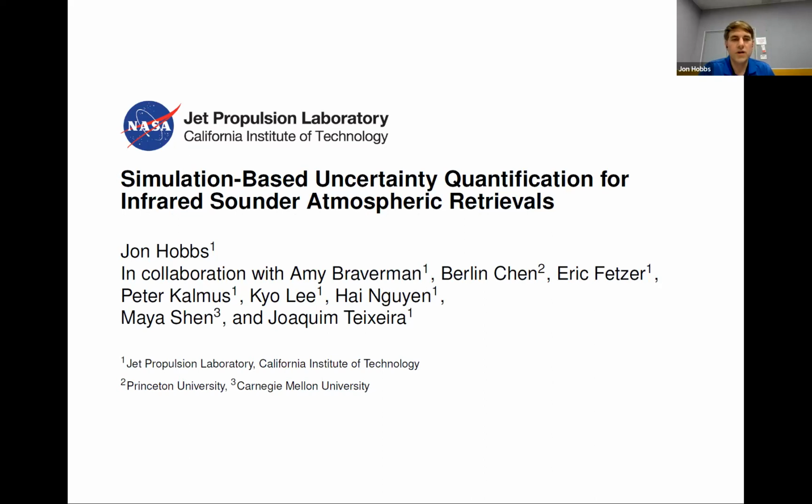As Mikhail said, I'm going to talk about this work on UQ for infrared sounder atmospheric retrievals. The team that's worked on this activity through the course of a couple of different projects is listed here. I think a couple are at least on the call as well. All of the co-authors here have been at JPL at least for a brief period. Some of you might recognize Maya Shen, who prior to coming to Carnegie Mellon was an intern with us at JPL for a couple of summers and spent some time working on this project. The project was originally supported by a NASA technology program called Advanced Information Systems Technology, and since then has been supported by the AIRS satellite mission, which I'll talk about as we move along here.